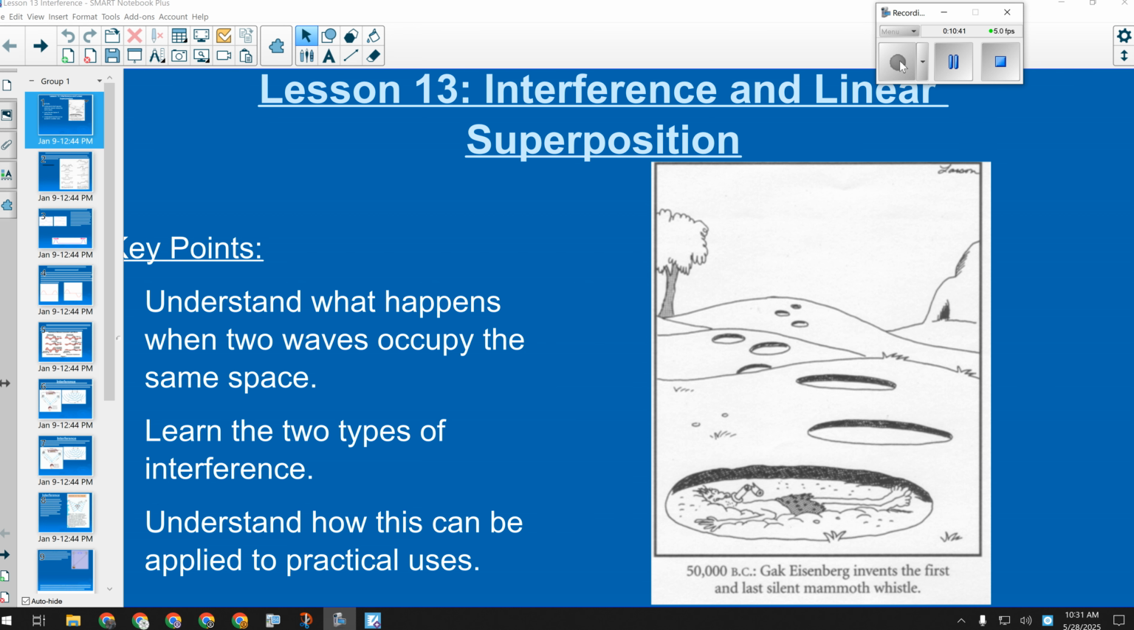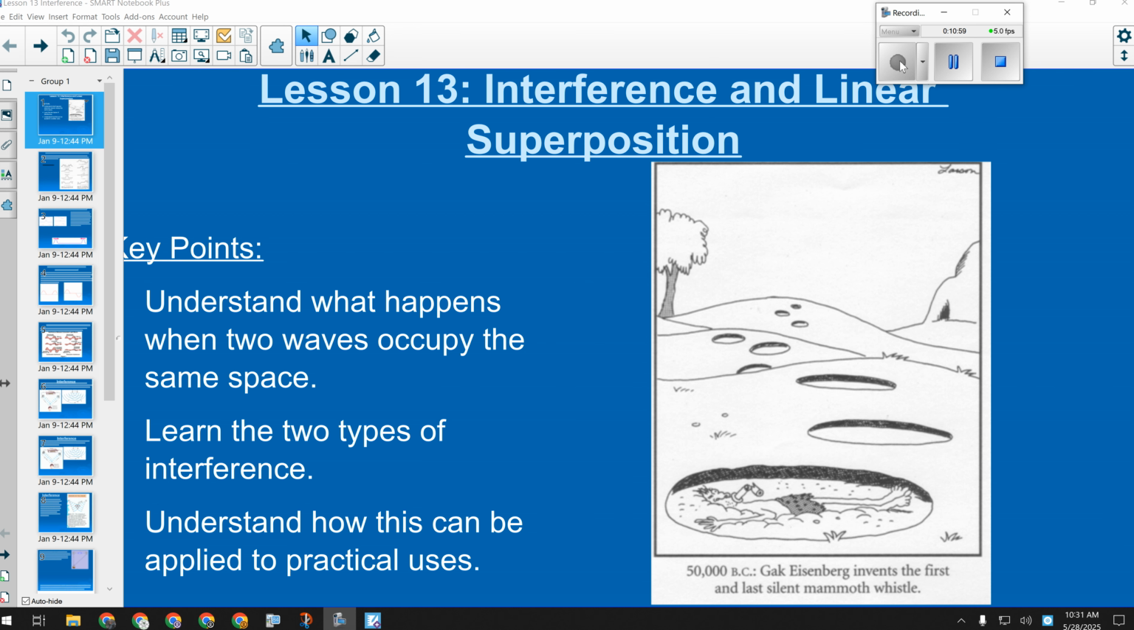Constructive interference, where the energies align and the amplitude gets bigger. And destructive interference, where the energies don't align, or they're out of phase is the terminology we use, and the amplitude is decreased.